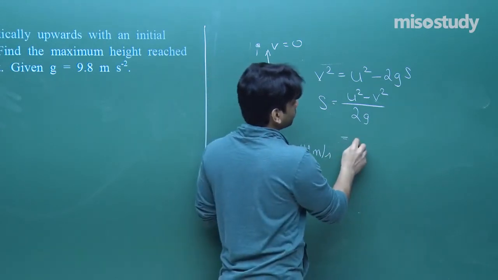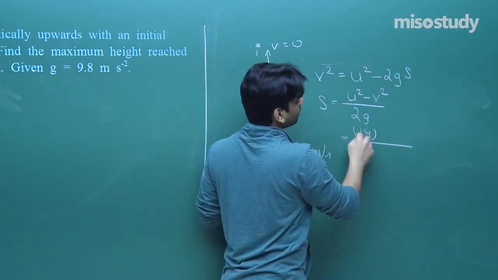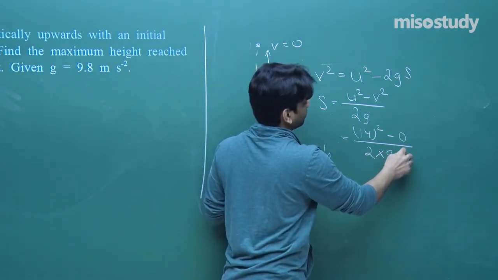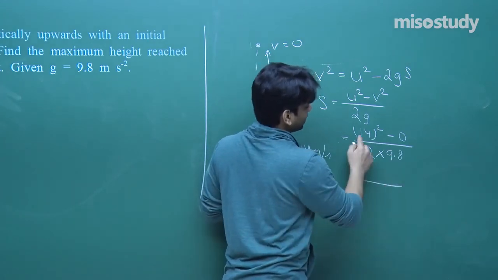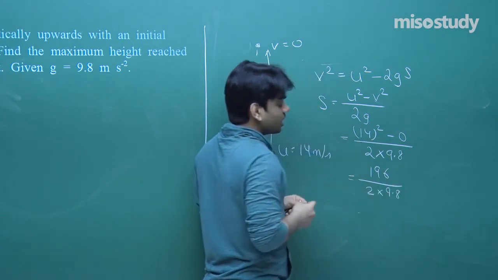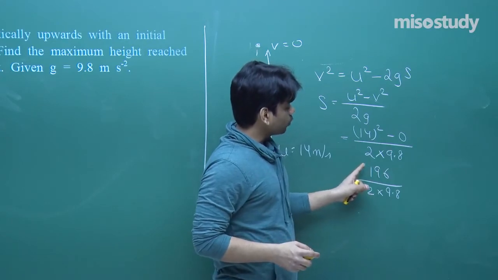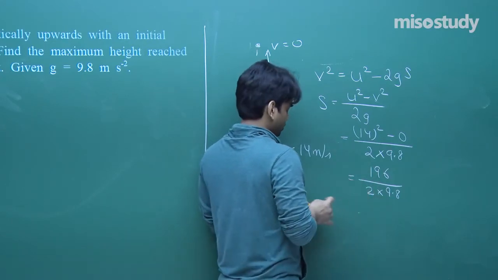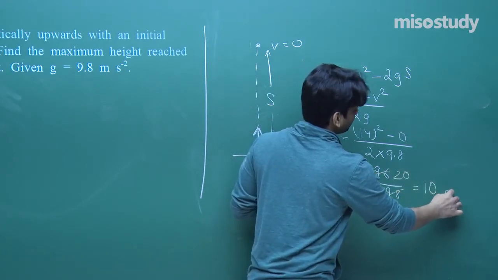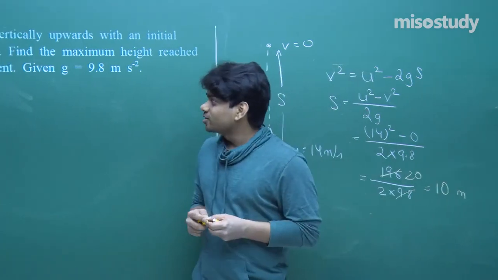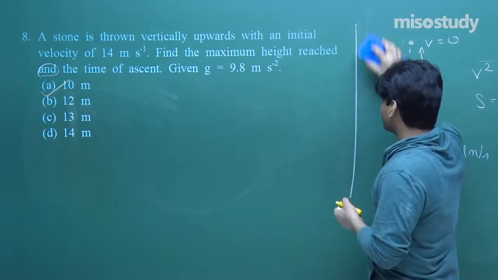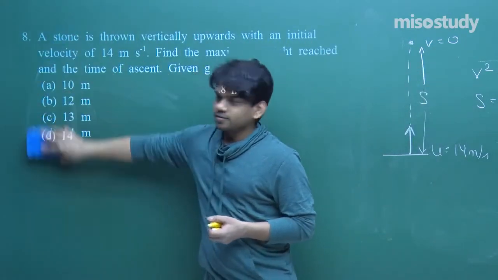Let's put up the value. U square is 14 whole square minus 0 upon 2 into 9.8. This is what you're going to obtain. 14 whole square is 196, over 2 into 9.8. Now see here, 9.8 goes into 196 exactly 20 times. So 20 divided by 2 will give you 10 meter as the answer. So the right answer is 10 meters. Let's go ahead with the options. Option A matches, that is 10 meter is the right answer for this maximum height attained. Let's go ahead with the next one.